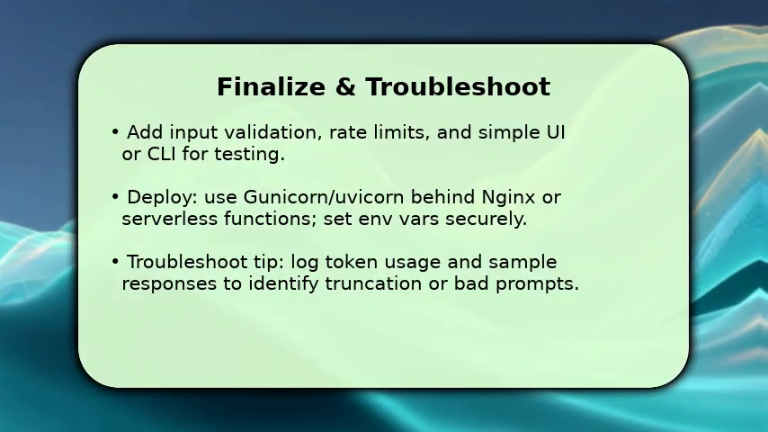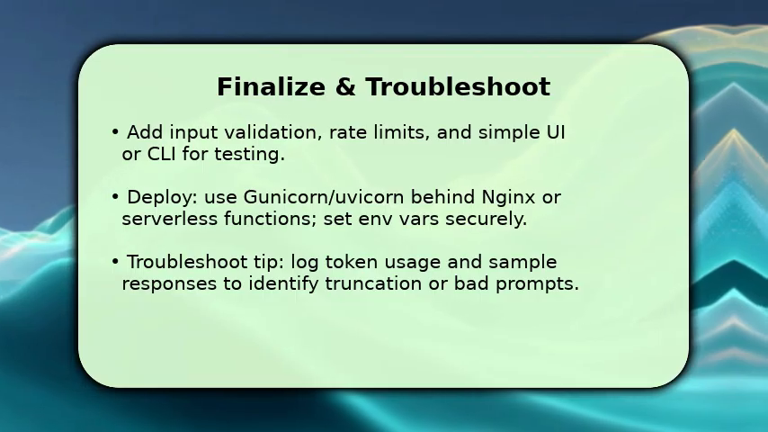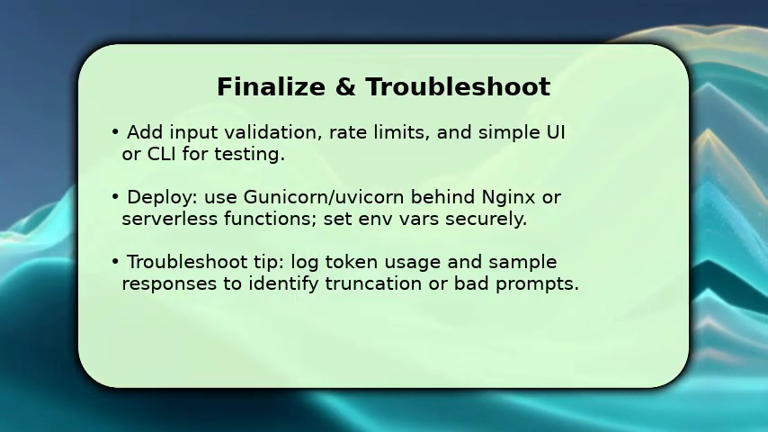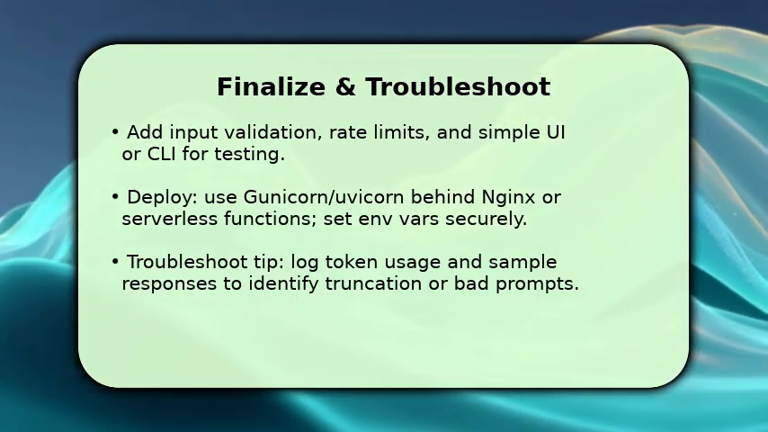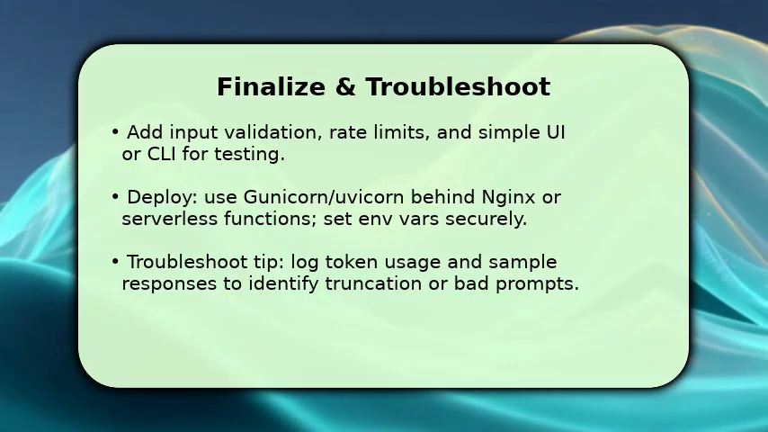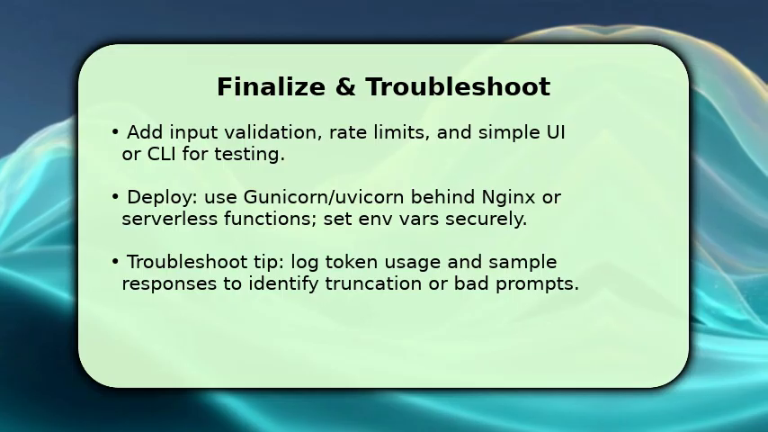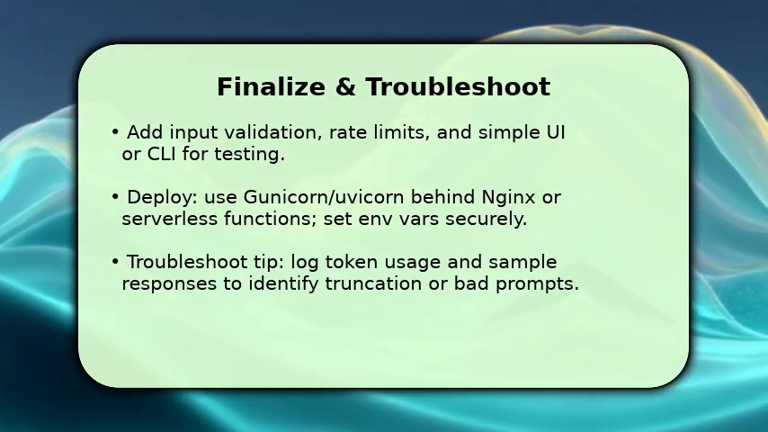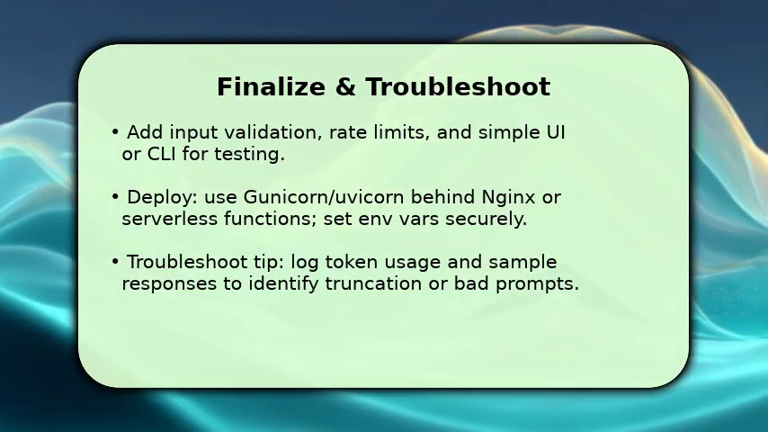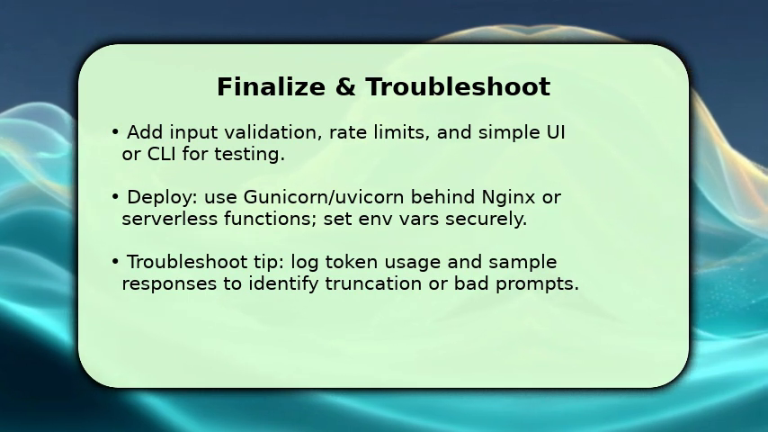When deploying, run behind a production server like Gunicorn or Uvicorn with Nginx, or push as a serverless function. Always inject API keys via secure environment variables. If things go wrong, log token usage and sample inputs/outputs. This quickly reveals prompt truncation or context loss.